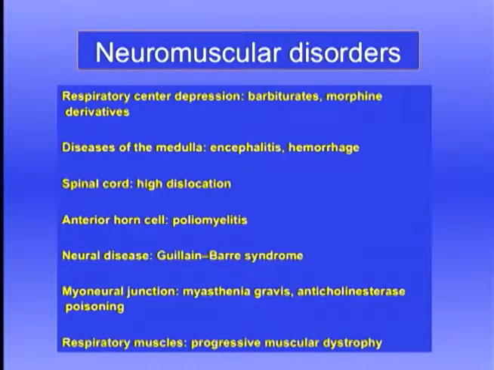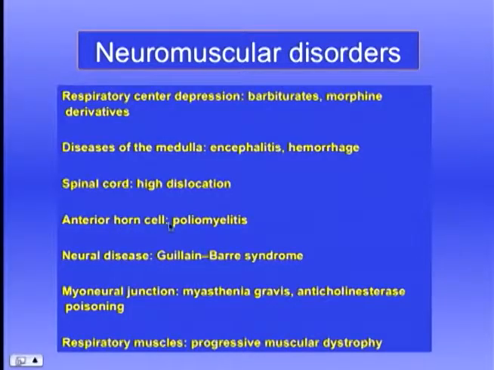In addition, we can have diseases of the medulla. Encephalitis can do this. Hemorrhage, a stroke in the medulla, can be responsible. Going down the spinal cord a bit, we can get a high dislocation of the spine with damage to the spinal cord, and of course that can affect the nerves going to the muscles of respiration, although we should remember that the diaphragm is innervated by the phrenic nerves coming from C3, 4, and 5, so the damage to the spinal cord has to be very high before it's going to affect the phrenic nerves.